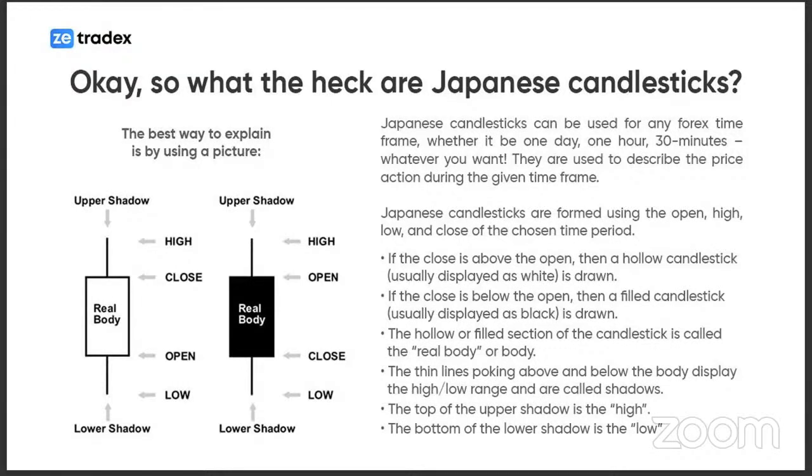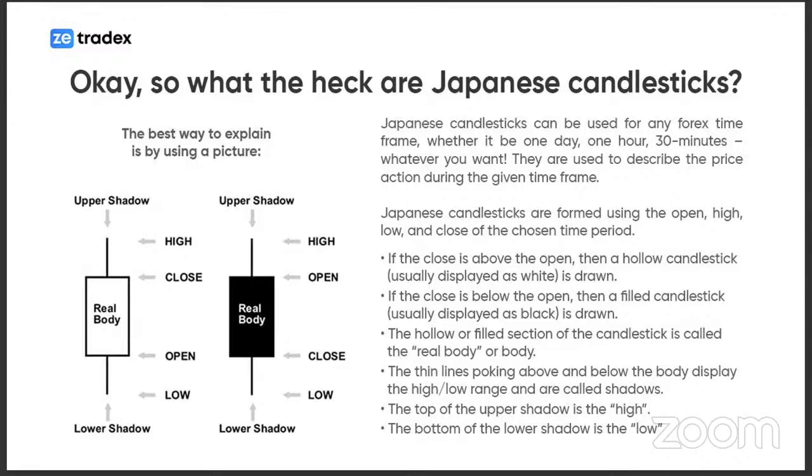Now, Japanese candlesticks are formed using the open, the high, the low, and close of the chosen time period, of course. If the close is above the open, then a hollow candlestick, usually displayed as white, is drawn. But if the close is below the open, then a filled candlestick, usually displayed as black, is drawn. Now, the hollow or the filled section of the candlestick is called the real body, as you can see on the diagram. This is the real body of the candlesticks. The thin lines poking above and below the body display the high, low, the range, and are all called shadows. You understand? They're all called shadows.